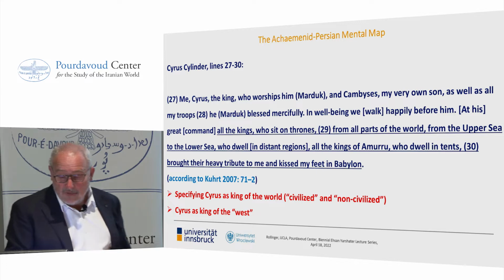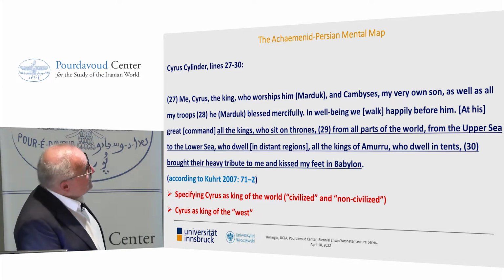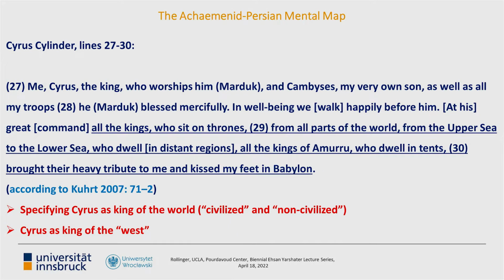So he is now presented as the one, these are the crucial lines: at his great command, all the kings who sit on thrones from all parts of the world, from the upper sea to the lower sea, who dwell in distant regions, all the kings of Amuru who dwell in tents, brought their heavy tribute to me and kissed my feet in Babylon. So you can see again a change in perspective at first hand, because the text changes from the third person to the first person.